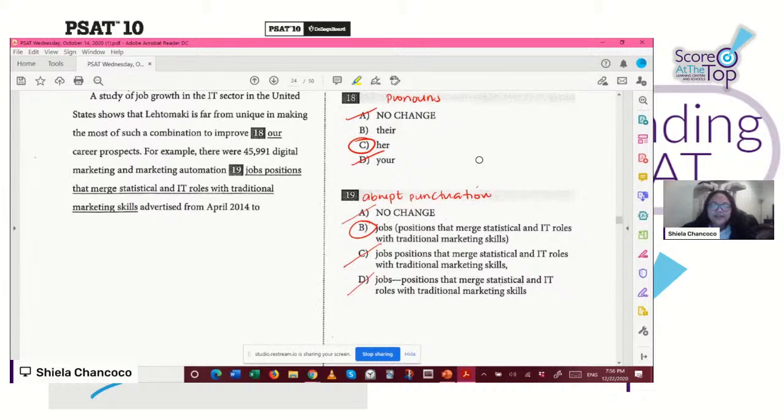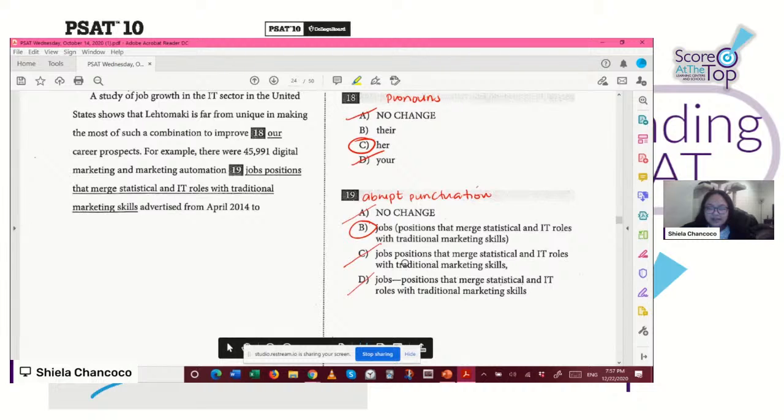19. All right. This one is very interesting. For example, there were 4,500 digital marketing and marketing automation jobs, positions that merged statistical and IT roles. Okay, that just didn't mesh. Something's got to be there, right? So it's not A. So now we have something to choose. Is it B, C, or D?